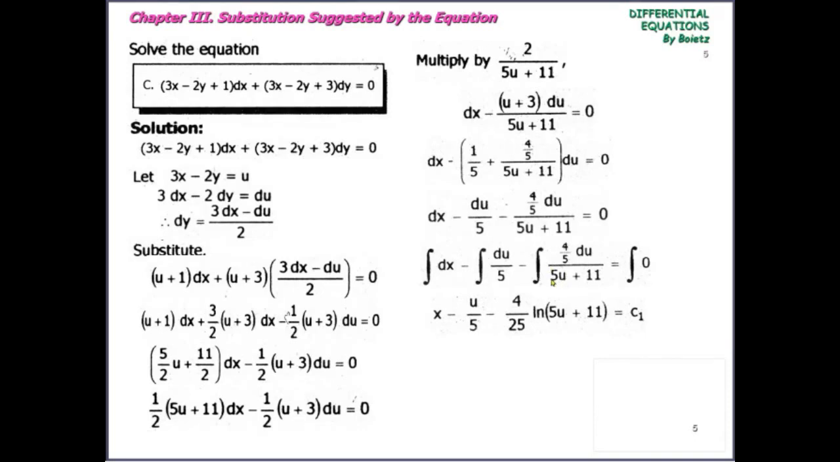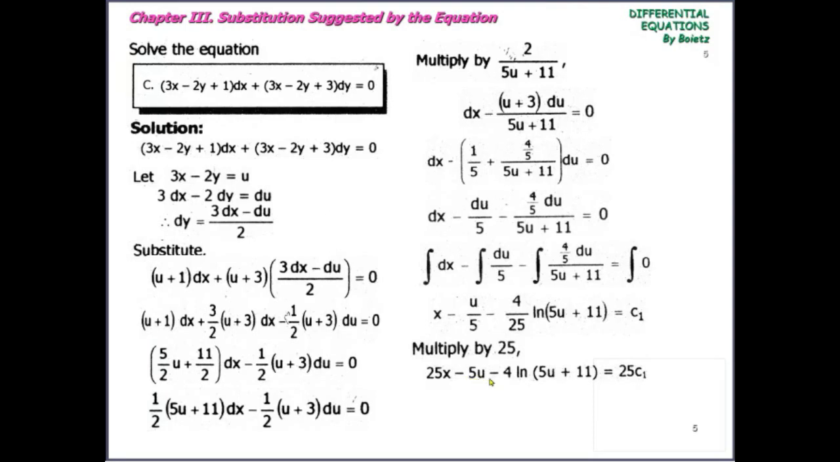Ang pinaka-u mo dito is 5u plus 11. Ang du is 5 du. Kulang ng 5, magkakaroon ng 1 over 5. Kaya magiging 4 over 5 times 1 over 5 or 4 over 25 ln of quantity 5u plus 11 equals C1. Okay. And multiply by 25. Here, pwede nyo substitute na lang yung u doon. Then that's it. That is the final answer. Pwede na siya. Ako kasi gusto kong ipakita yung sagot sa libro. Multiplied by 25.